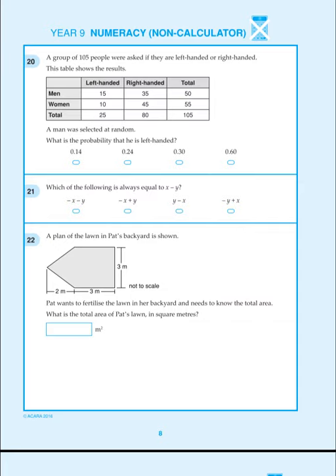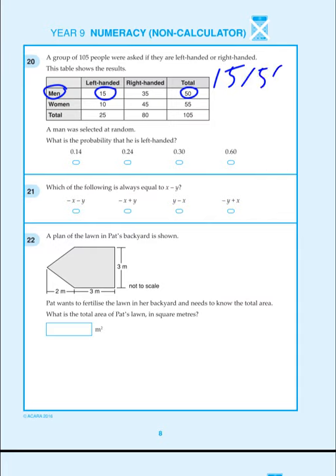So it says that you picked a man. So that means we're only looking at men initially. And it's saying there's 50 of them. And it says that 15 were left-handed. So 15 out of 50.